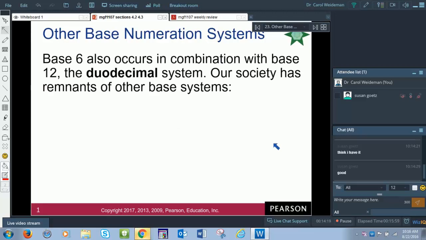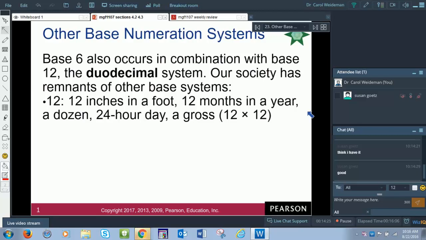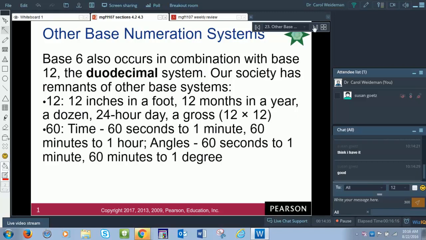A couple trivia things here. Base 6 occurs in combination with base 12, and it's called the duodecimal system. And U.S. society has some remnants of this. We have 12 inches in a foot, 12 months in a year, 24-hour days. We talk about a gross of pencils, 12 times 12. We have 60 in time and in angles: 60 seconds in a minute, 60 minutes to a degree in angles.